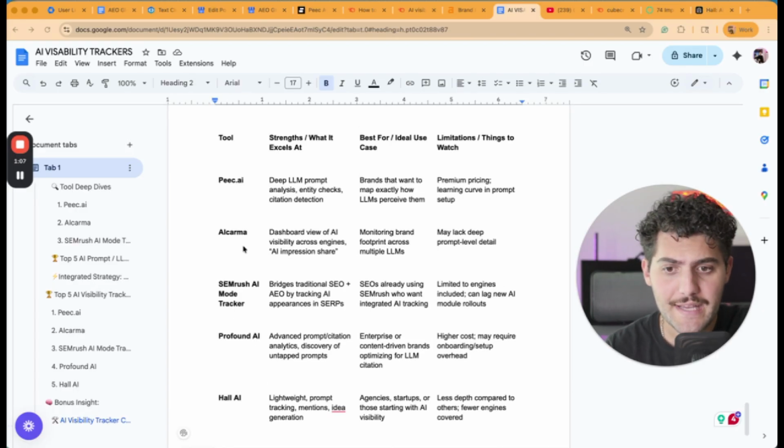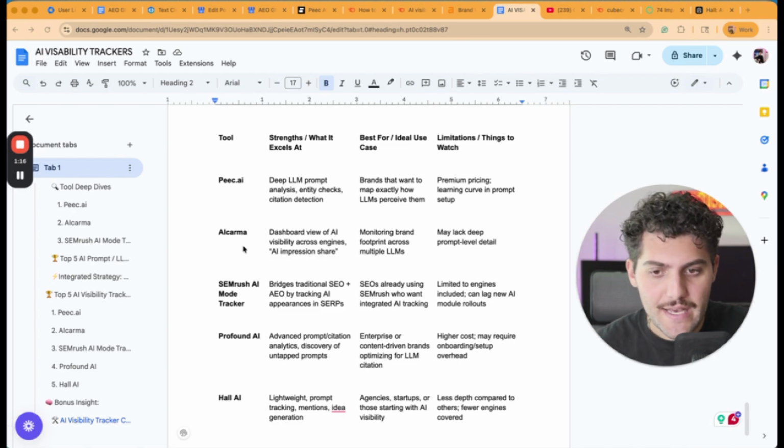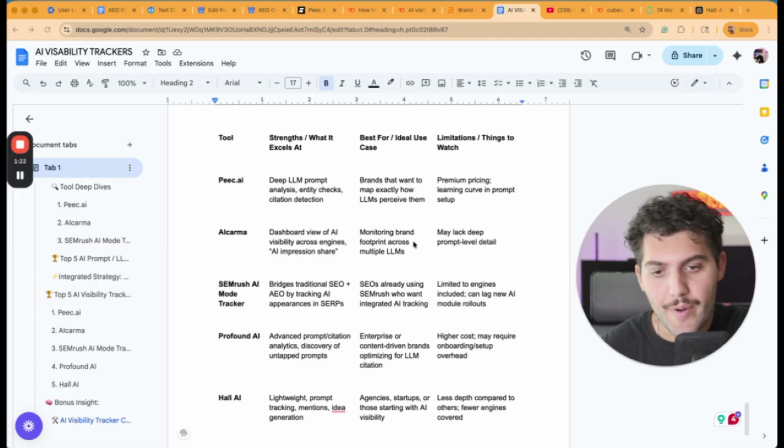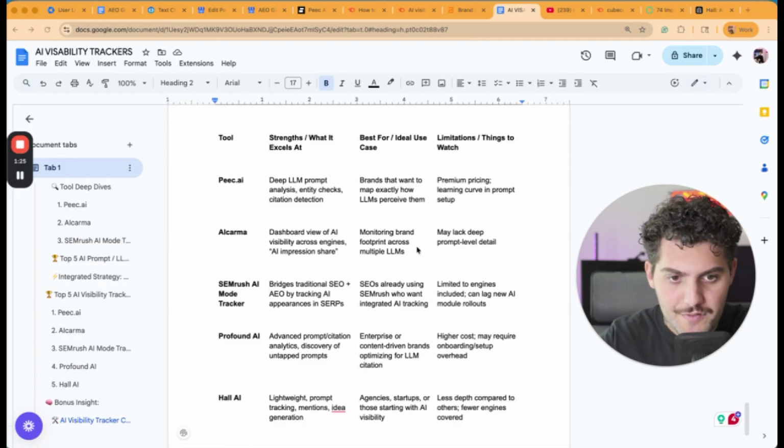Now, with AI Karma, you get a dashboard view of AI visibility across different engines, and it gives you data into AI impression share. It is best for monitoring your brand's footprint across multiple different LLMs. One thing that it does lack, and this is my understanding, is the deep prompt-level detail.